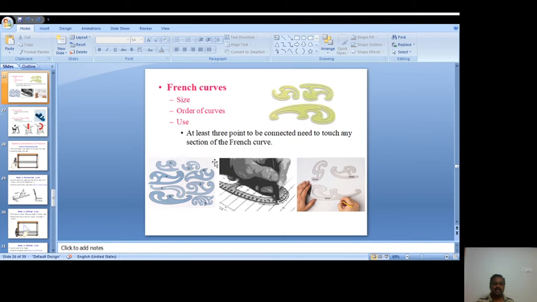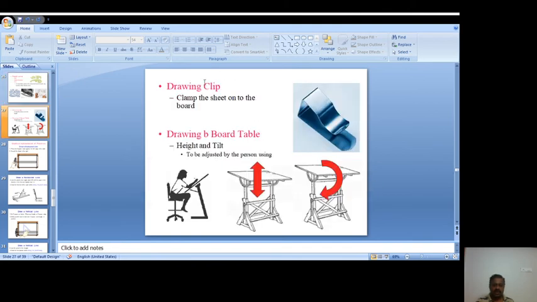You can use French curves to draw the different curves, something like this. You need drawing clips to clamp the sheet on the board. On the board you have the clamp, so you can fix the paper. You can clamp the paper. You can adjust the height as well as tilt the board. This is based on the human ergonomics of the design.